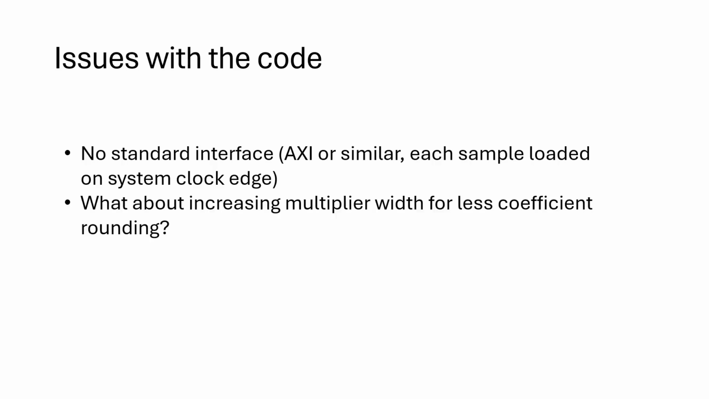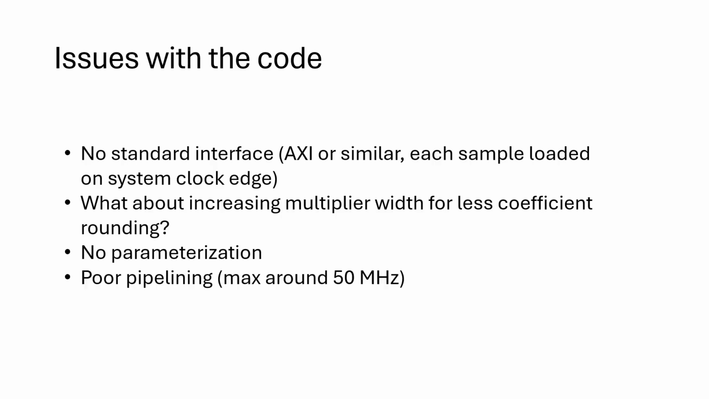Can we increase the multiplier width for less coefficient rounding and less error? Can we do that? Yes, we can absolutely do that. We'll get into that in the next video. There's no parameterization in this code, so it'd be hard to rewrite for different sizes, like input sizes or output sizes, or again, that increasing the multiplier width.